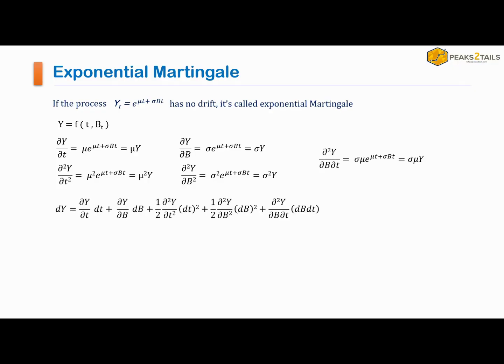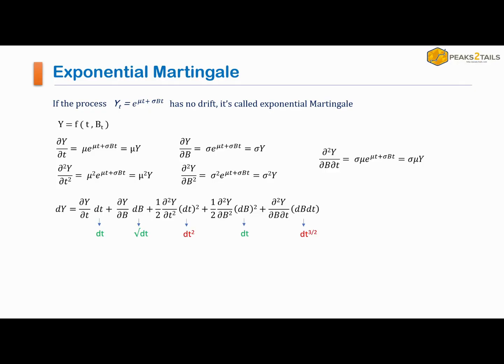Now we use the Taylor series expansion. We have two first order terms, two second order terms, and one mixed derivative, which is also second order. Now the question is, which terms do I keep? Which terms are significant in the time interval dt? So we look at the order of all these changes. The ones in green are the ones I keep.